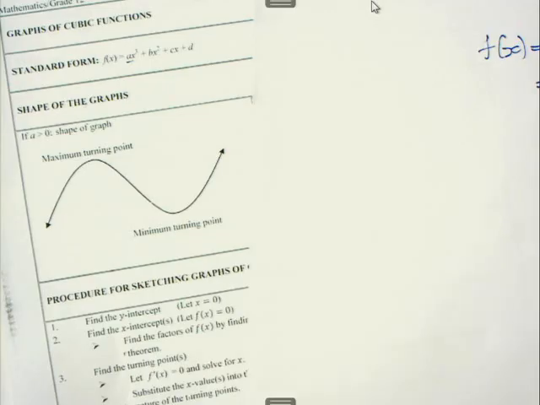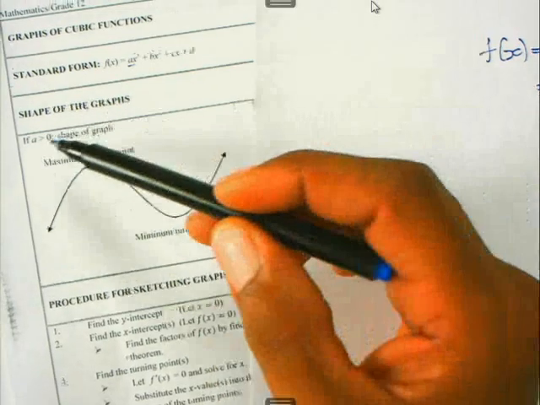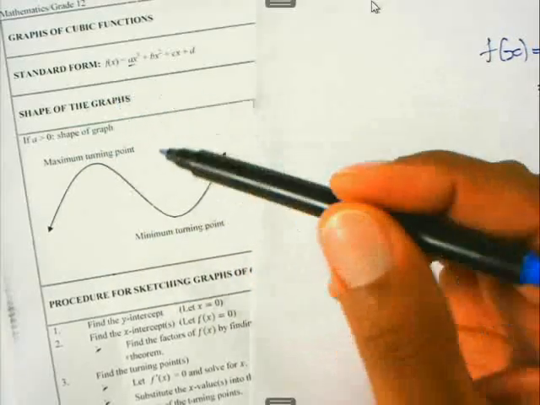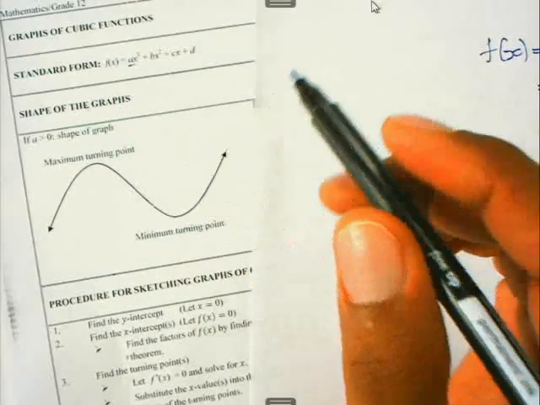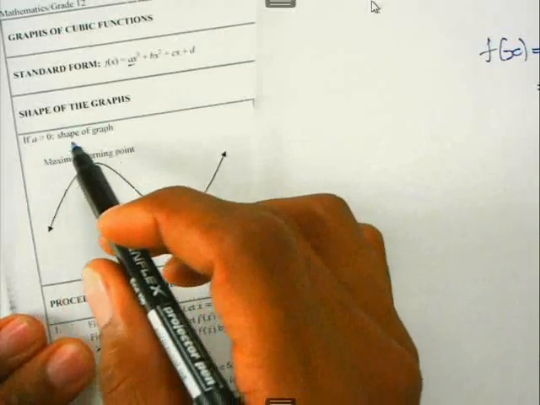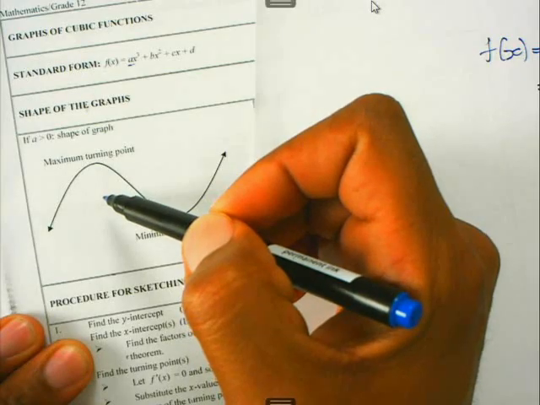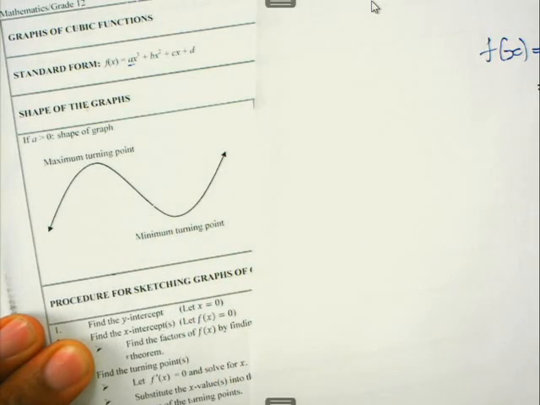Now what we can say in short is that if the value of a is greater than 0, of course we are going to start with the maximum turning point. Good. Now that's the first point that is very important. A greater than 0, we start with the maximum point. It means the graph increases first.